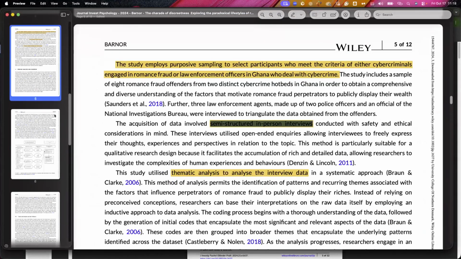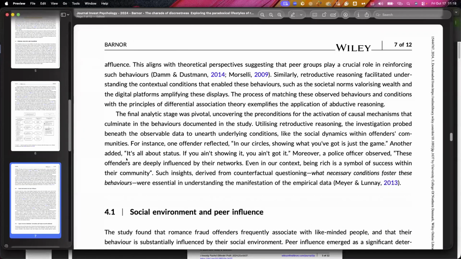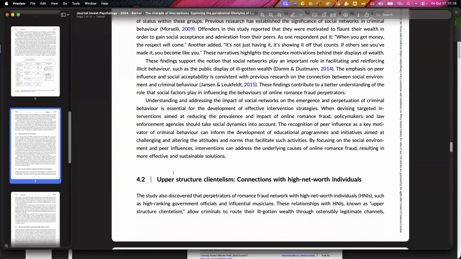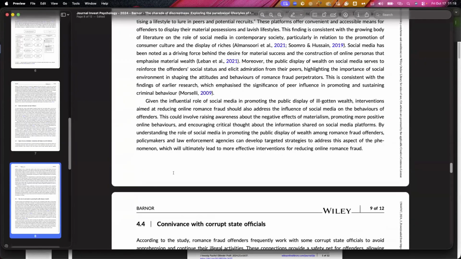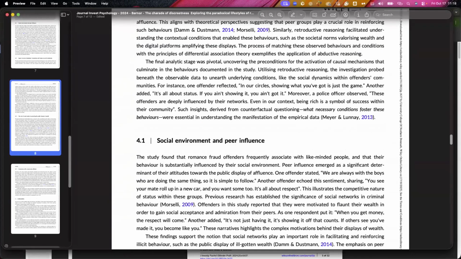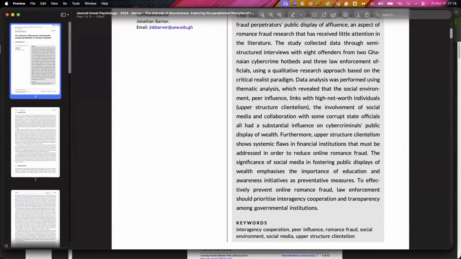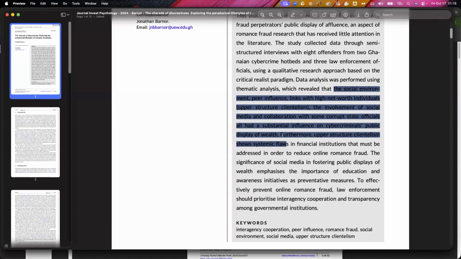Let's see the findings. After every discussion, I came up with my finding, I think. If not, let's copy it from the abstract. It doesn't mean you find all the findings in the abstract. Data analysis was performed using thematic analysis, which revealed that the social environment, peer influence, links with high net worth individuals, upper structure clientelism, the involvement of social media and collaboration with other corrupt officials, all had a substantial influence on cyber criminals' public display of wealth.